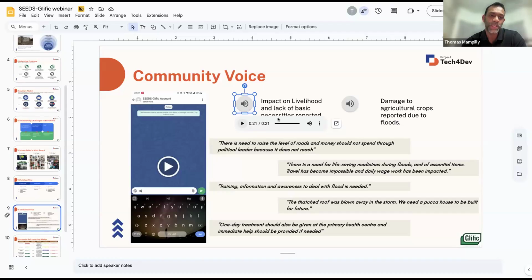So these snippets, if you notice, they're actually from one of our pilots in UP, not the West Bengal one. That's why it's in Hindi. I thought that would be a little bit a wider audience. Yeah, we can move on.